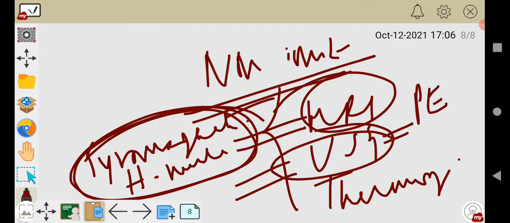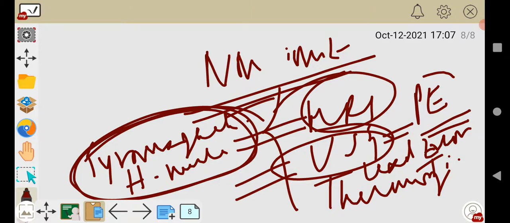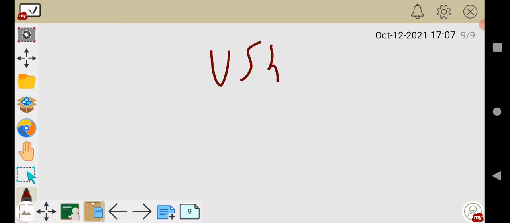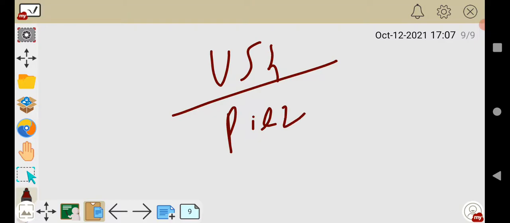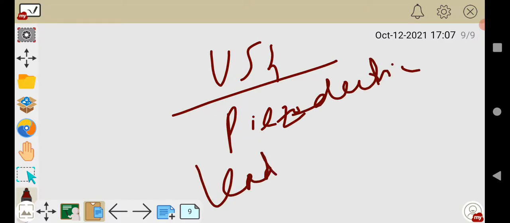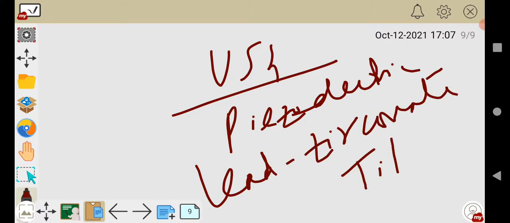And USG uses the piezoelectric effect. And what is used in USG? It is lead zirconate titanate. Let me write it on that page. So in USG, you will see the piezoelectric effect, and lead zirconate titanate is used. Remember this one, it has been asked.